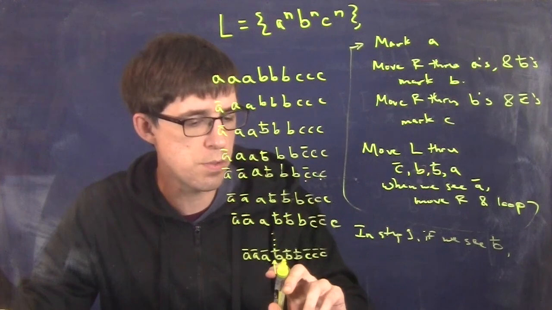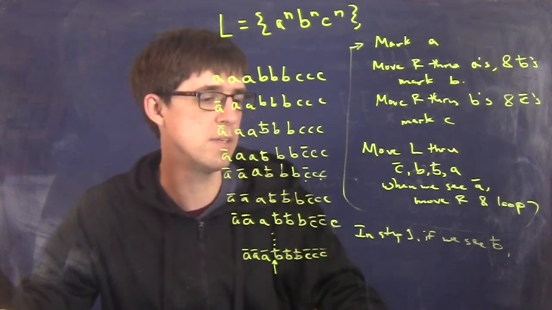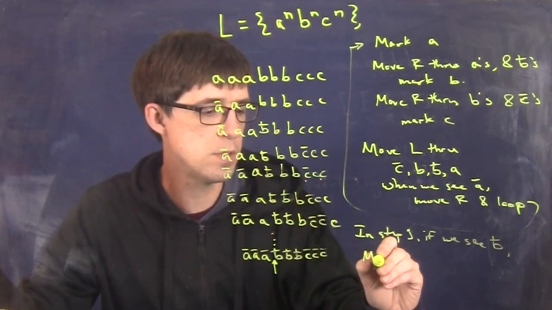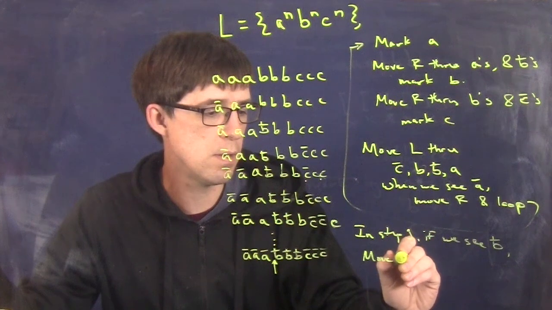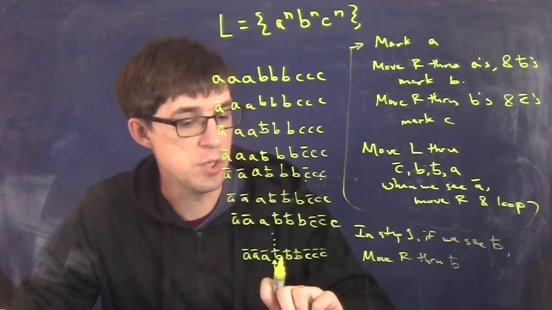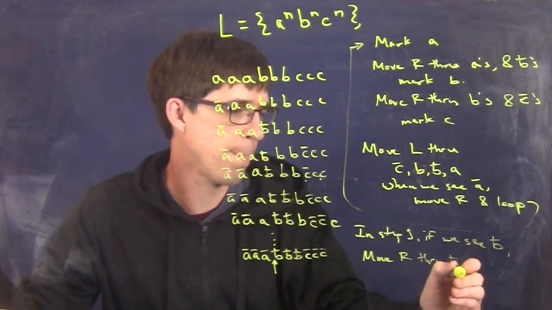But now you've got to go through to the right until you get to the end and make sure everything looks the way it is. So what I'm going to have is basically 2 steps here. We're going to move to the right through B bars, just making sure that it's all B bars and no ordinary B's are left over.